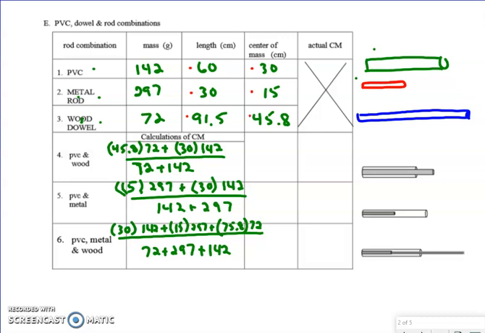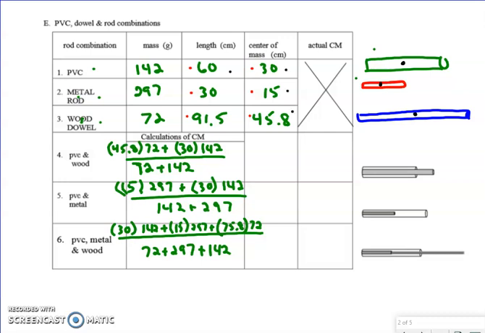So let me, for example, if I look at, I'm going to use black for center of mass. If I look at this green center object, where is it located? It's all located right there. So I'm going to reduce the PVC to that point there. I'm going to do the same thing for the metal rod, and I'm going to do the same thing for the wooden dowels. And those lengths, these center of masses, are what were given.